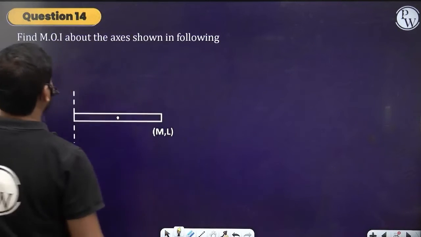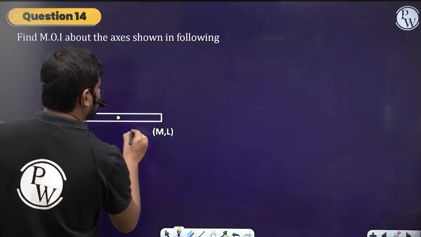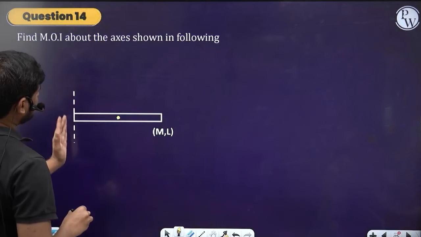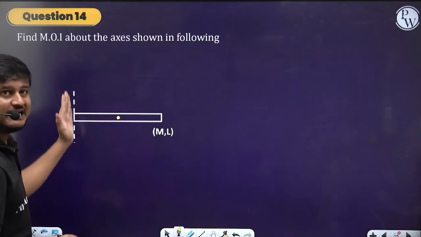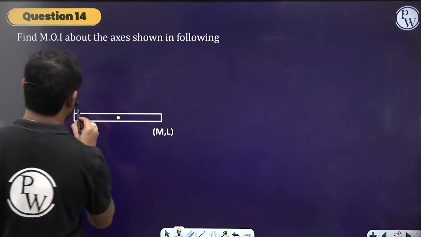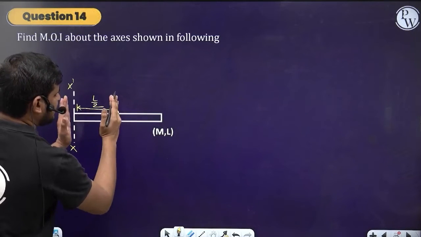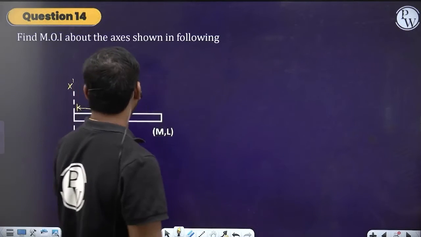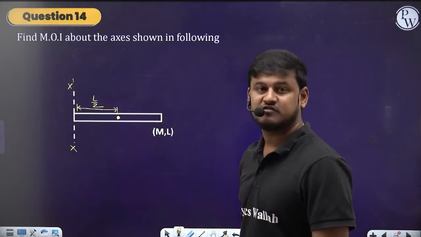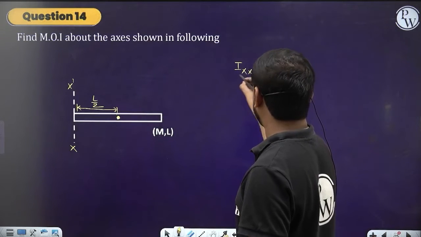So let's find the moment of inertia about the axis as shown in the figure. This is a uniform rod of mass m and length l. Now I need to find the moment of inertia about one end. Let's consider this axis is x dash. If the total length is l, the center of mass will be at a distance of l by 2 for the uniform rod of length l. We already derived that in the center of mass, right?